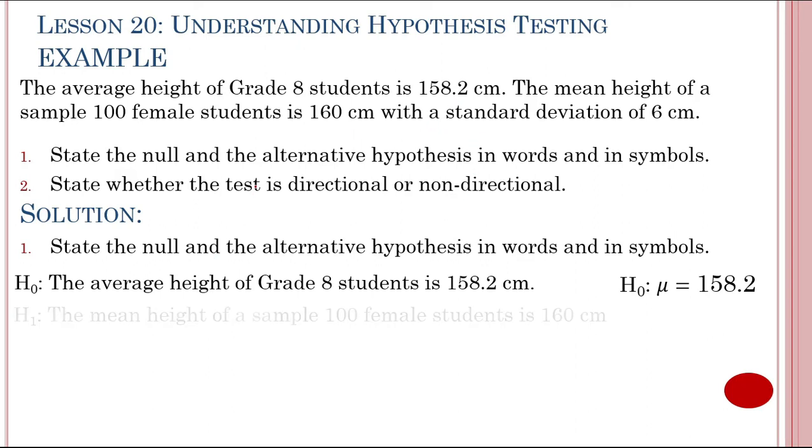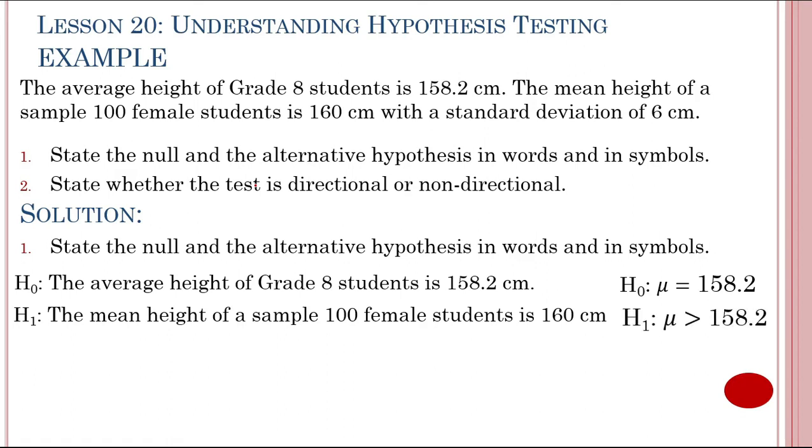Therefore, we can state that our alternative hypothesis, that the mean height sample of 100 female students is 160 centimeters, in words or in symbol, pwede natin siyang i-note as or isulat as H sub 1, the mean is greater than 158.2. Bakit naging gano'n? Kasi itong 160 ay mas mataas sa 158.2. Kuha ba? Okay, good.